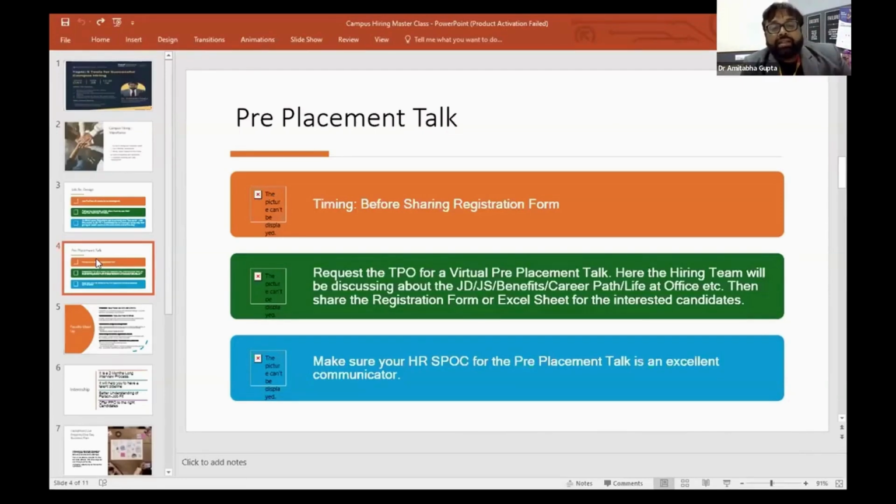Next, number 3 under the pre-placement talk, you have to be very, very careful about it. Make sure your HR spoc, who is actually doing this pre-placement talk, is an excellent communicator. Selecting the HR spoc for your campus pre-placement talk and the campus hiring process is very, very important, right? So that is the pre-placement talk, and timing is very important for doing this.